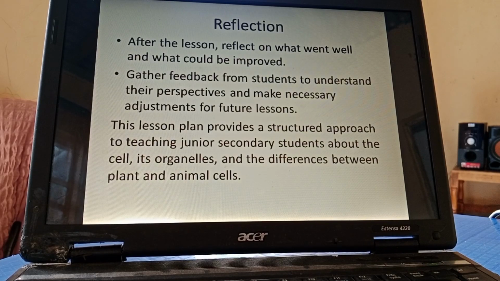Reflection of the lesson. After the lesson, reflect on what went well and what could be improved. Gather feedback from students to understand their perspectives and make necessary adjustments for future lessons.